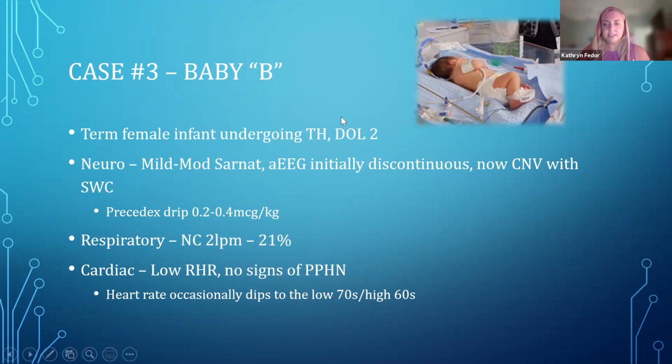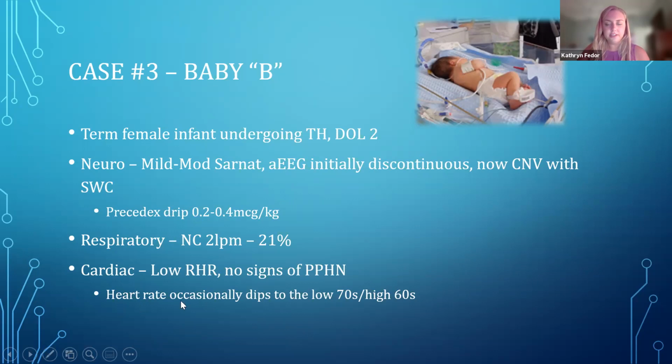EEG was initially discontinuous, is now continuous normal voltage with sleep-wake cycling. So she's on day of life 2, doing quite well on a Precedex drip for sedation, a fairly low to moderate dosage of that. Respiratory was just getting 2 liters at 21%. And cardiac-wise, other than a low resting heart rate, had no signs of PPHN and no cardiac issues.